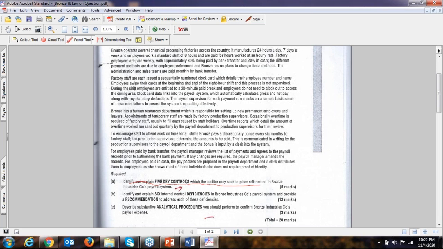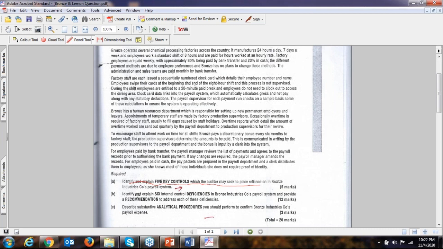5 key controls, 5 marks, 1 mark for each control. If you mention only the key control, and do not mention the advantages of the key control or why it is a key control, then the examiner will deduct 0.5 marks and give you only 0.5 marks. So you need to mention 5 key controls and their basics and logic.